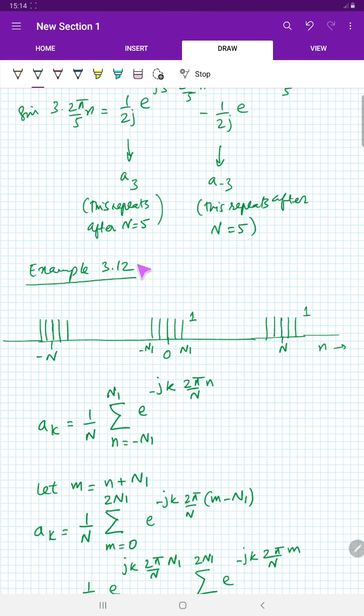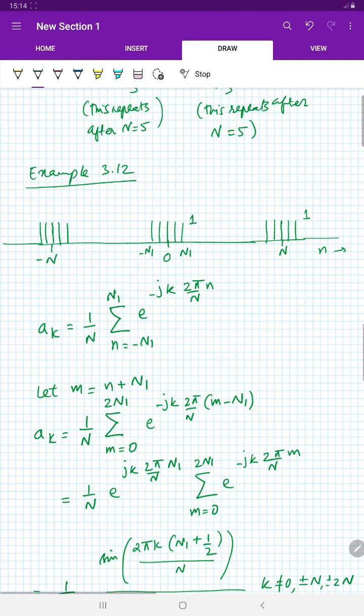Now we will see one more illustrative example. This is example 3.12 from the book. So if you remember, in the continuous time case, we had looked at the Fourier series expansion for a symmetric square wave. So this is the discrete time counterpart of it. So there is a square wave which has a period n. So this is 0 here and this is n. So this is centered around 0. So from n1 on either side of 0, it takes the value 1. After that it goes off to 0 until it reaches the next cycle.